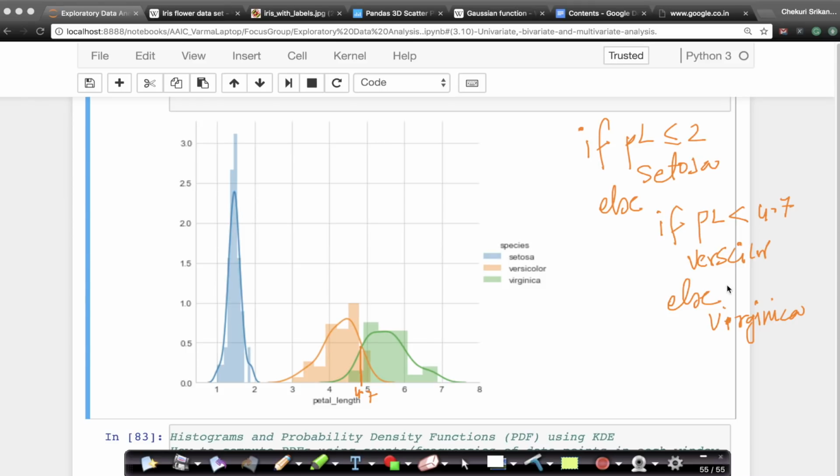So imagine if I write a simple if-else condition as this model. Of course, I'm going to make mistakes. For setosa, I make no mistake because all points are less than or equal to 2. I'm going to make no mistakes declaring setosa flowers as setosa. But now there is a small problem.